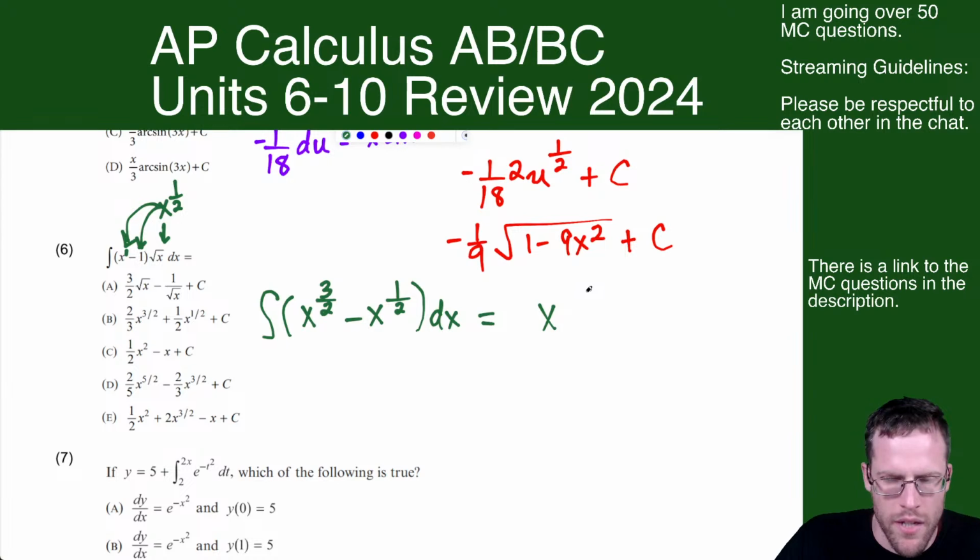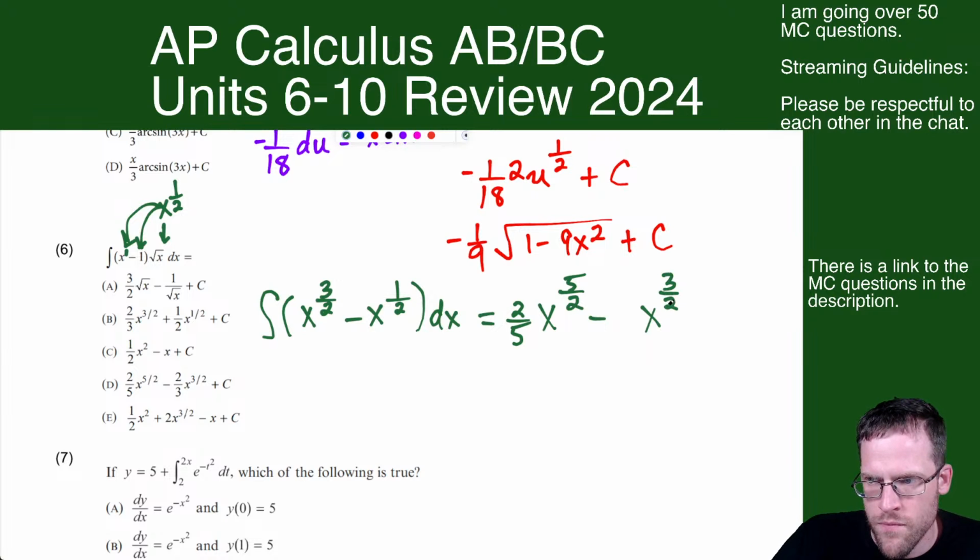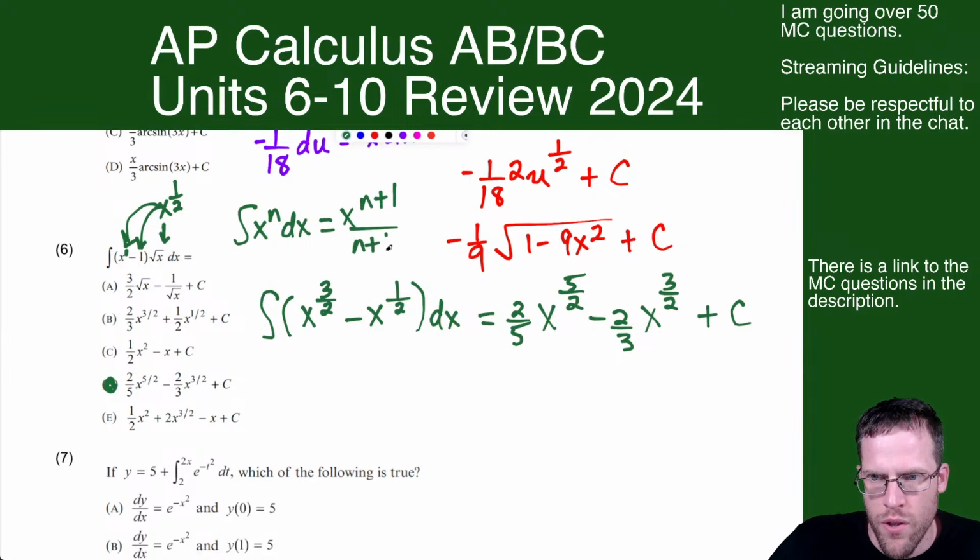And now we anti-derive and add. So x to the 3 over 2 plus 1 is 5 over 2, and then 2/5. And then minus x to the power 1/2 plus 1 is 3 halves, and then 2/3. And then plus c. So this one is looking for the 2/5 like this. Remember your power rule. I kind of just went fast, but you should absolutely have this rule down. Okay, your power rule, and you use this as long as n is not -1. That's how you're going to anti-derive.